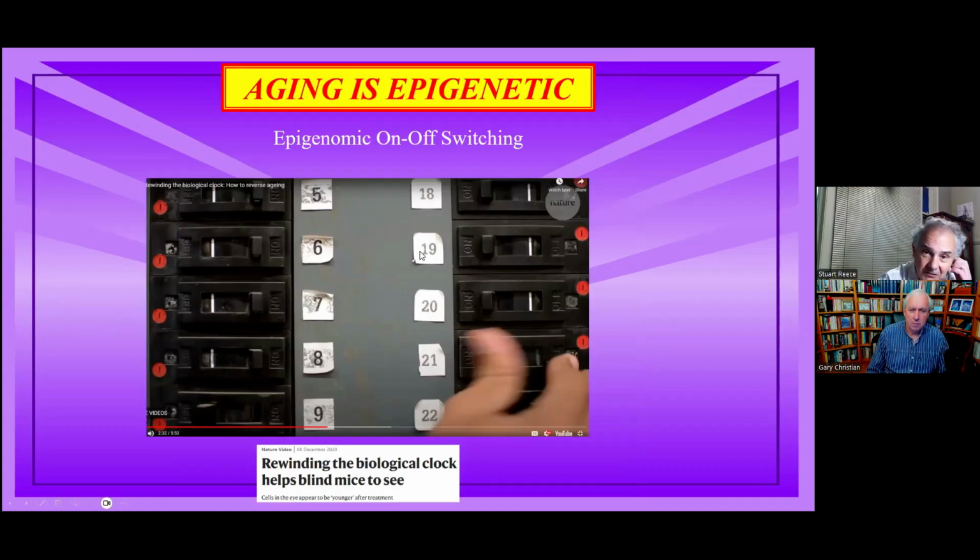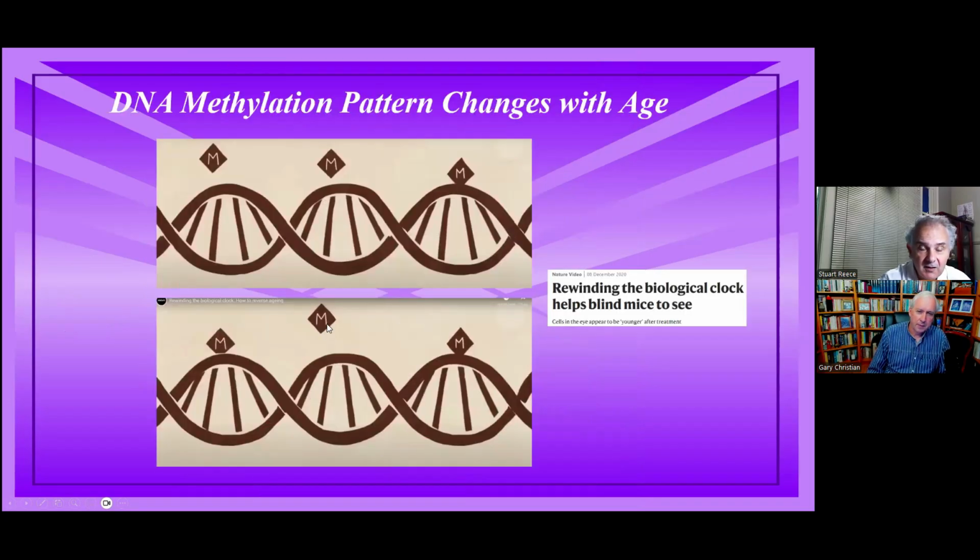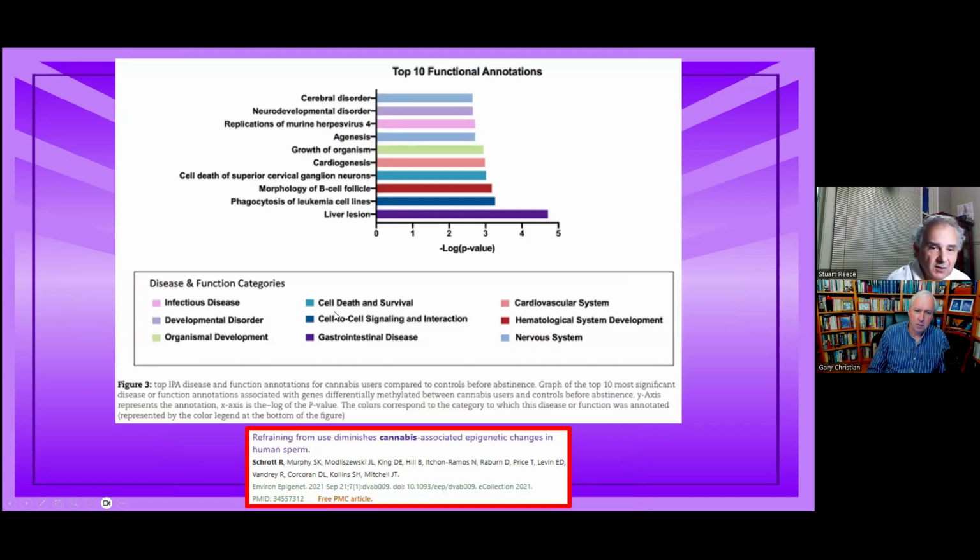As I've said, the epigenome works, the DNA methylation works to turn genes on and off like a giant switching machine. And the methylation groups drift on and off. They're controlled by the software programming to turn the genes on and off. And this is from, again, the North Carolina Epigenome-Wide Association study, which we call an EWAS, looking at the top 10 functional annotations of cannabis users compared to control.